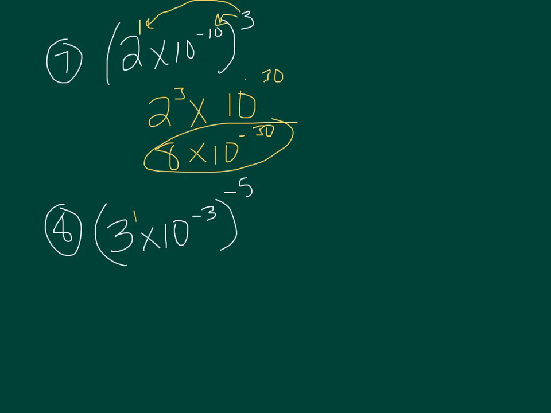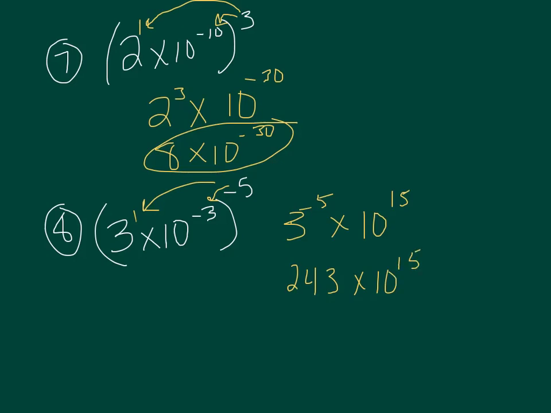All right, let's do the next one. So we have 3 to the negative 1 to the negative 5th, which gives us 3 to the negative 5th, times 10 to the negative third to the negative 5. Negative 3 times negative 5 is a positive 15. All right, 3 to the fifth, that's 243 times 10 to the 15th.